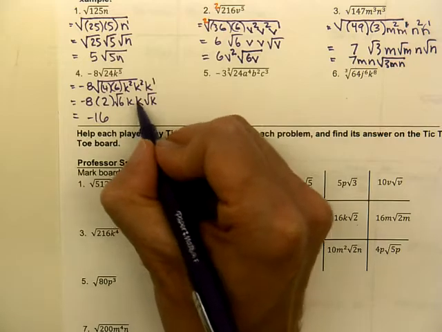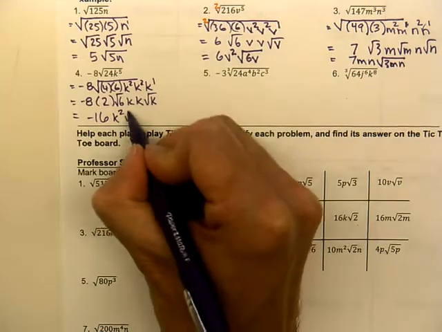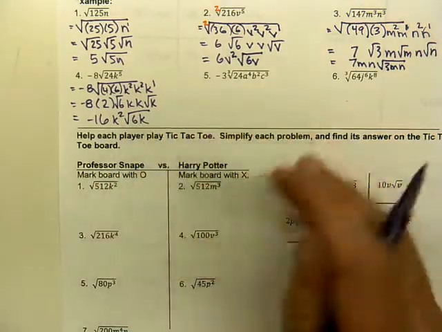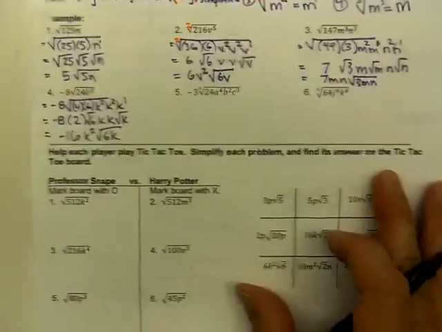Then come the variables. So k times k is k squared. And push the radicals to the back. So root 6 times root k is root 6k. There you go. So those first 4 all use square roots.